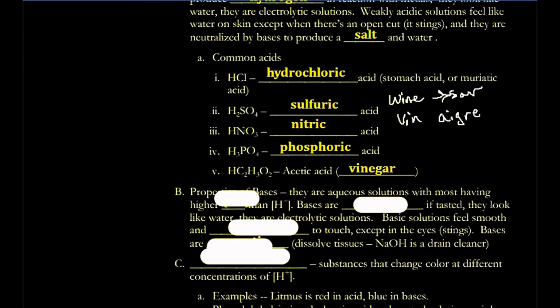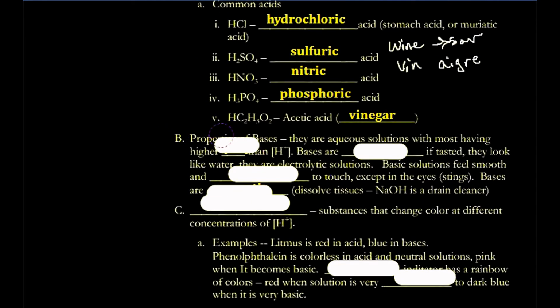Okay, and that brings us to the properties of bases. Bases are the opposite of acids in some ways, and they're similar in others. Bases are aqueous solutions, with most having a higher hydroxide concentration than hydrogen. They are bitter if they're tasted, and they look like water. They are also electrolytic solutions.